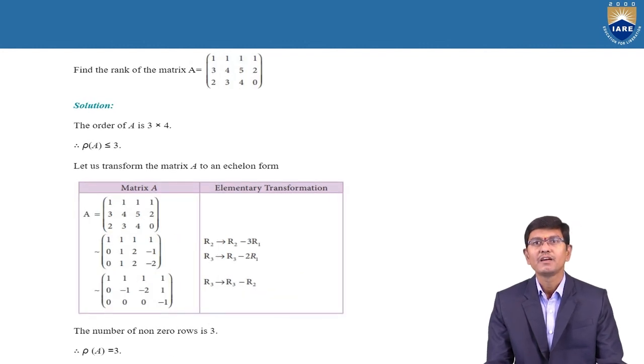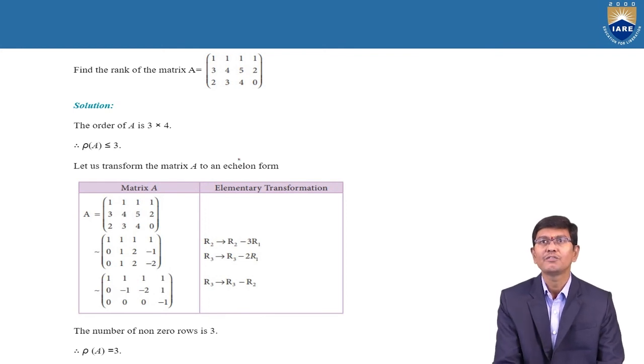Next one, find the rank of the matrix 1, 1, 1, 1, 3, 4, 5, 2, 2, 3, 4, 0. We need to find out the rank of the matrix. Remember, it is a 3 by 4 matrix. According to the property of the rank of a matrix, the rank is automatically less than or equal to 3 only.